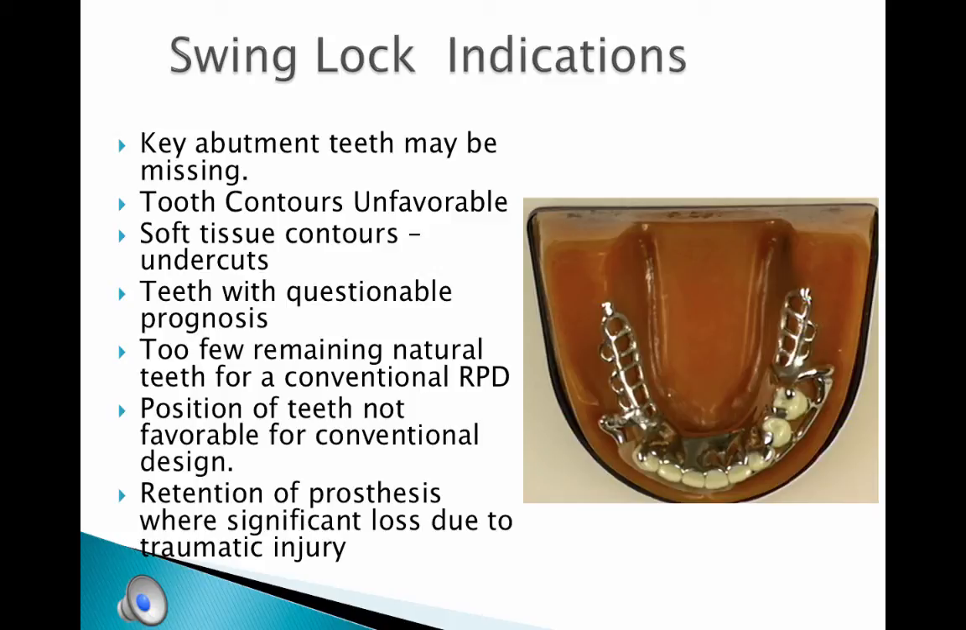Often, they have been selected when there are too few remaining teeth for the conventional RPD. Sometimes it's the position of the remaining natural teeth that drive you to use a swing lock. For instance, they may be very labially inclined, and the hinge allows us to use those, whereas conventional clasping may not be available.